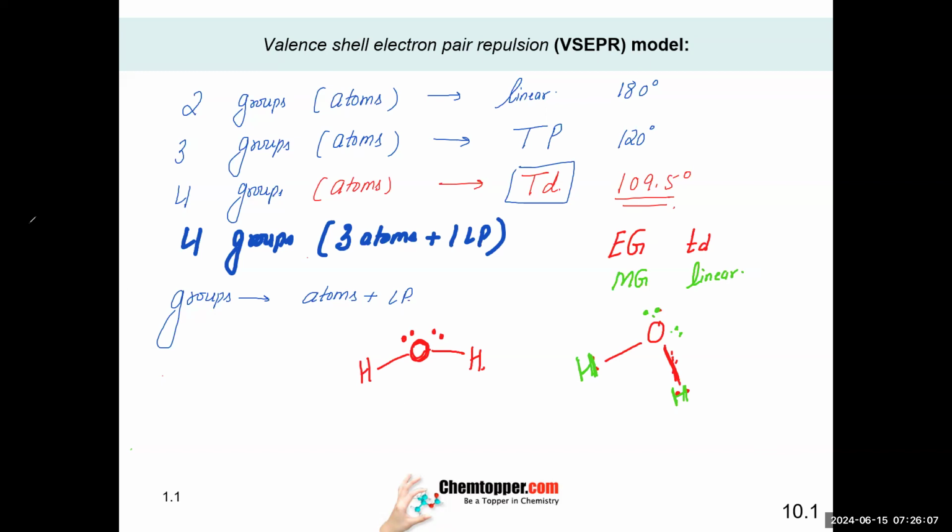Oh my God. Who said linear? And I also agreed. Is it linear? No. So bent. For the pyramidal, you need 3. You remember, pyramidal is this. This is a pyramid with a base of triangle. That's why we call it trigonal pyramidal. With 2, you cannot make a pyramid.